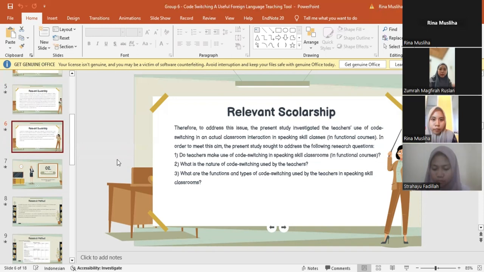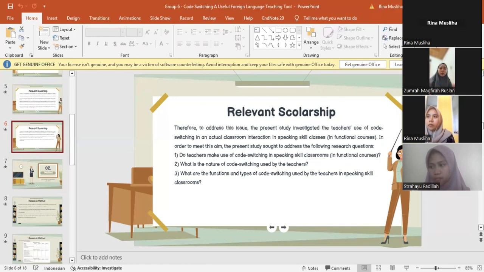Okay. So based on the previous explanation, to address the issues happening in the classroom in Pakistan, this study investigated the lecturer's use of code switching in actual classroom interaction in speaking skill classes or in functional courses. In order to meet this aim, the present study sought to address the following research questions. So there are 3 research questions.